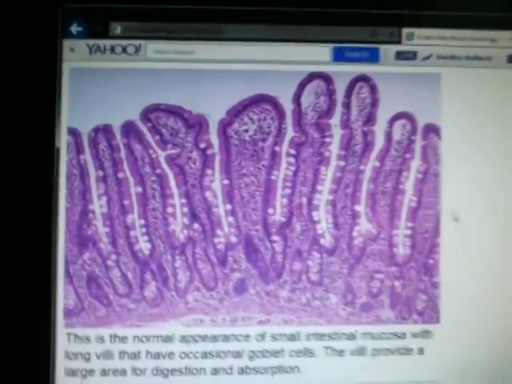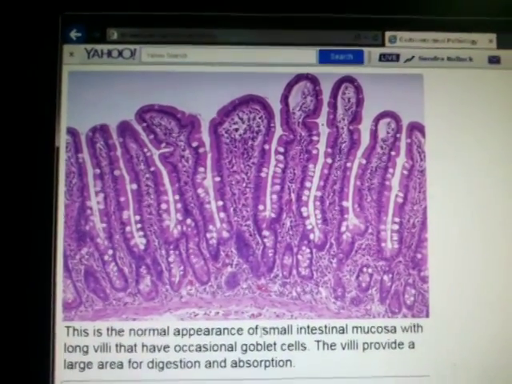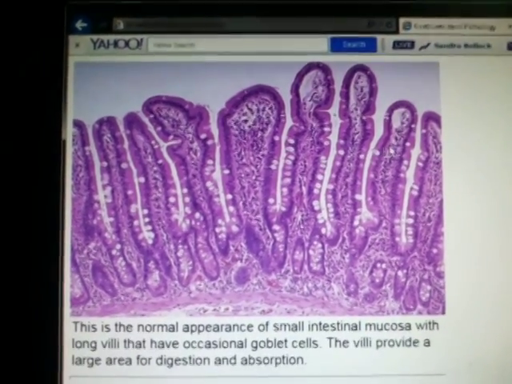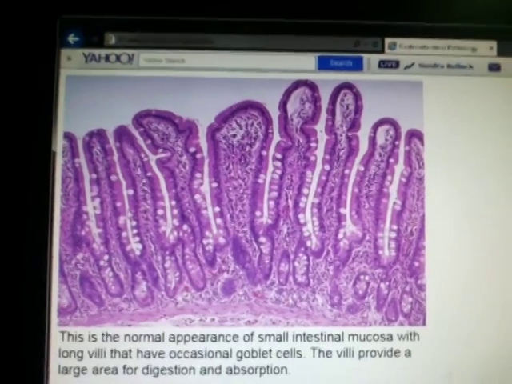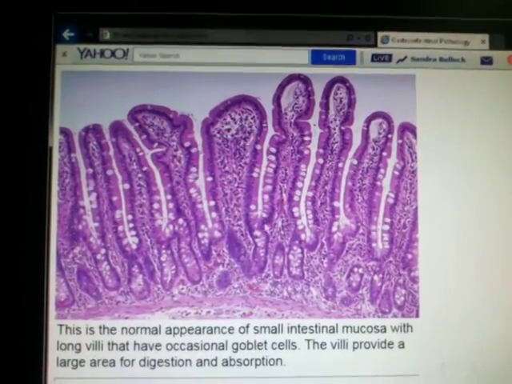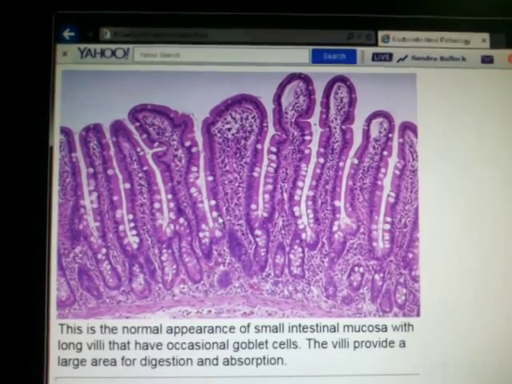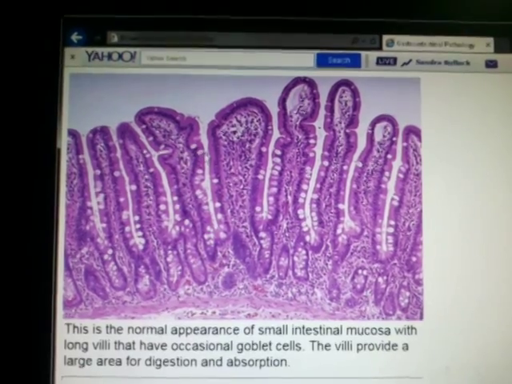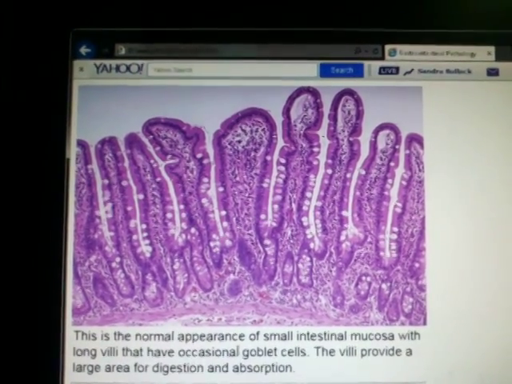Here is the normal microscopic appearance of the small intestine. The small intestine is characterized by the presence of the villus architecture. Villi mean finger-like projections, lined by a single layer of columnar epithelial cells, and some of these cells have mucin. We call them goblet cells.